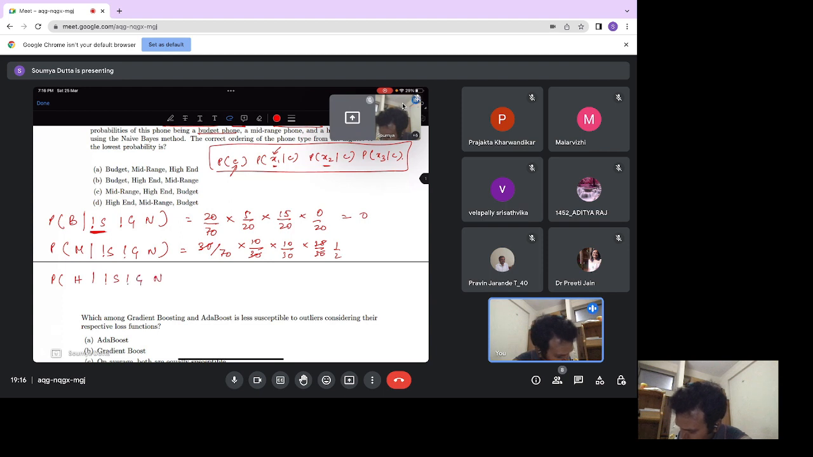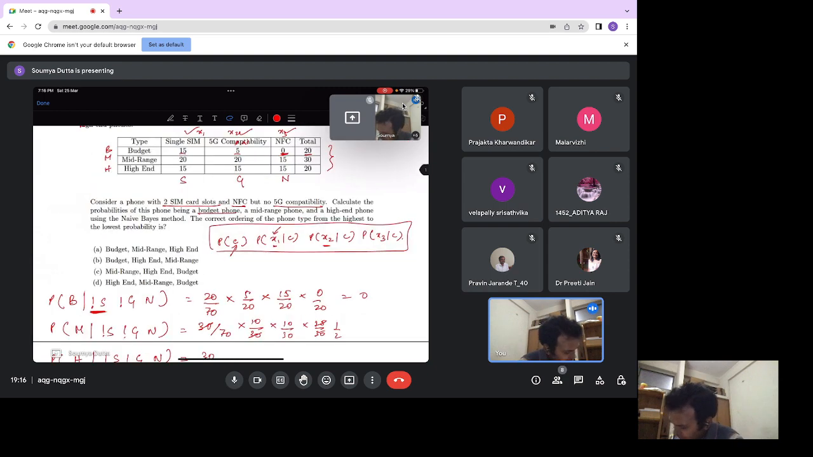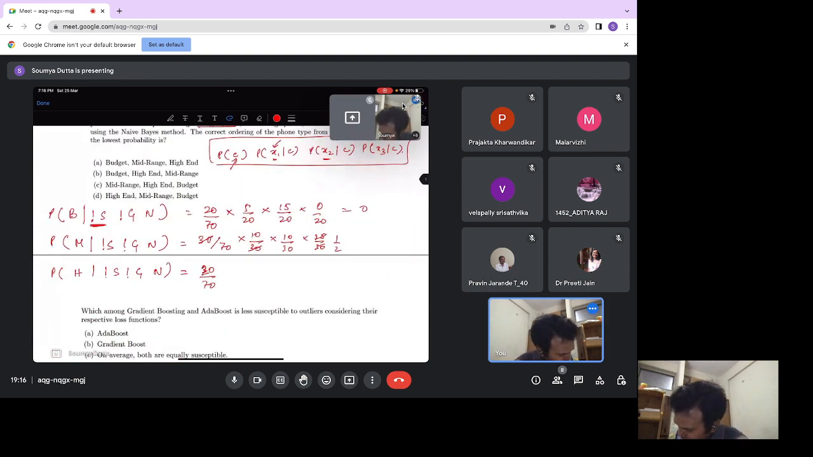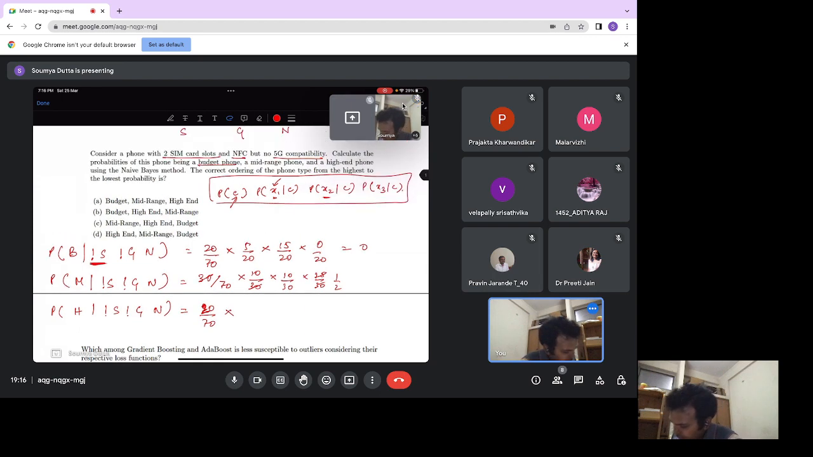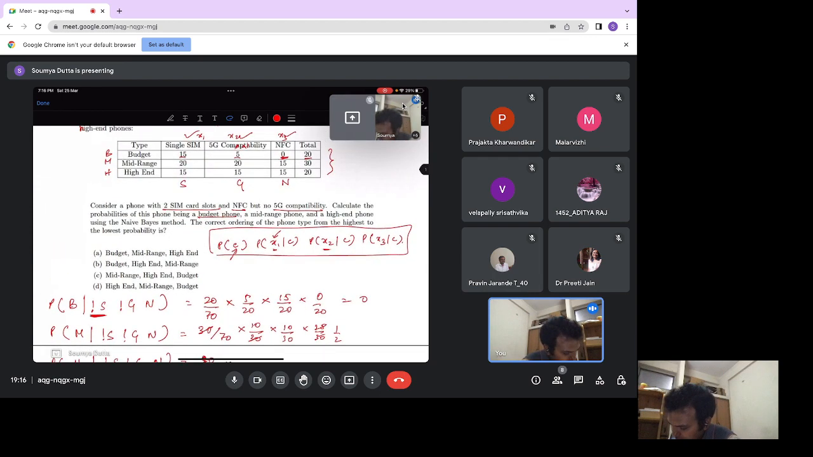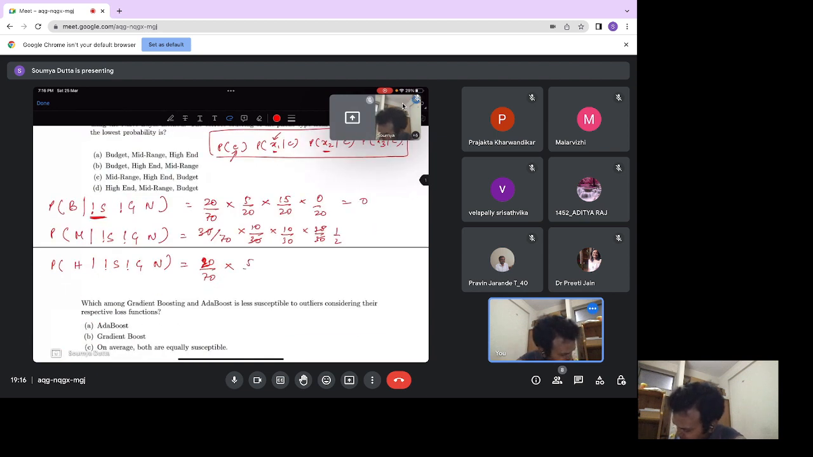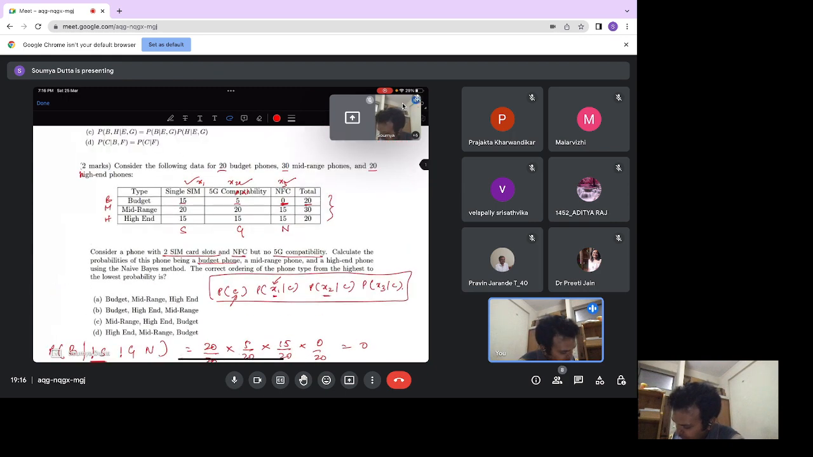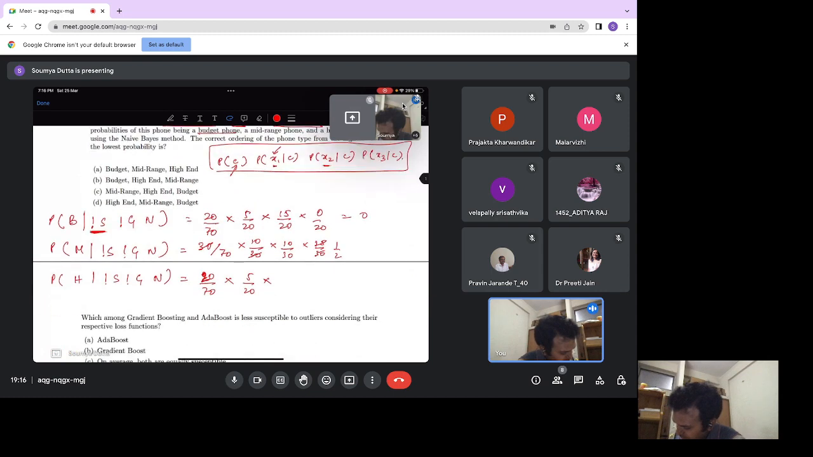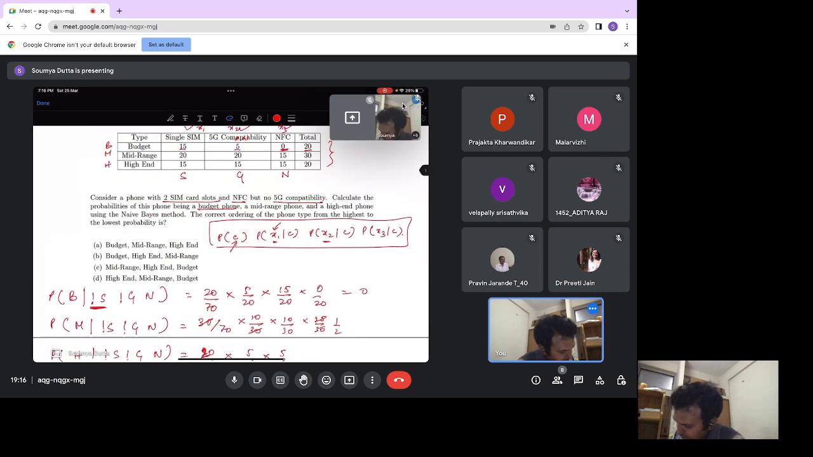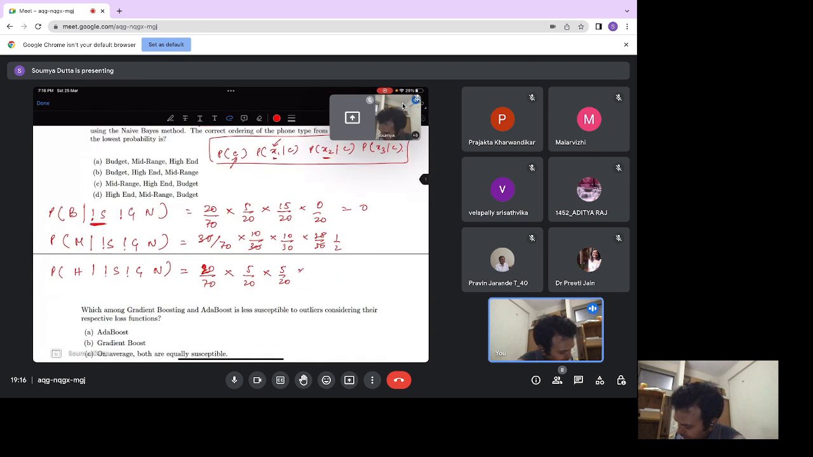This is for the high-end phones. High-end phones would be 20 by 70. Then x1 given C is 5 by 20. Then you don't have 5G compatibility, so that means this is also 5 by 20, and NFC is 15 by 20.